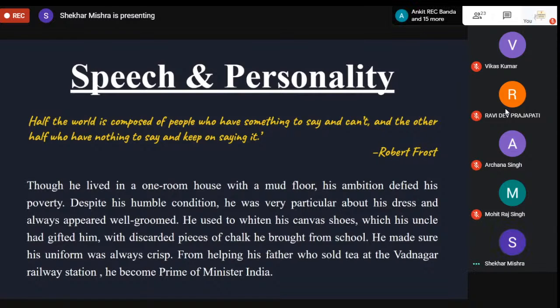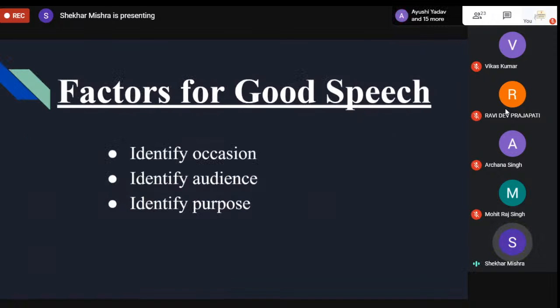Okay. So, what can be a factor for a good speech? How to make a good speech? For this, we have to identify the occasion, identify our audience, and identify our purpose. Like, for which occasion are we going to speak? What are the facilities there? What is the time? What is the context? Why are we going to speak there? We have to identify all these things.